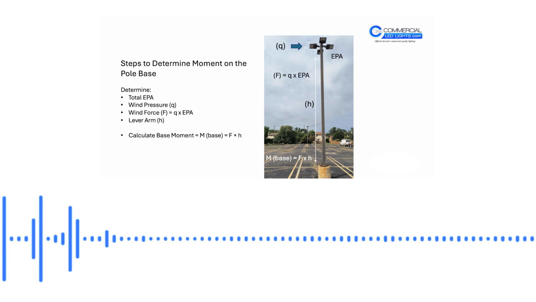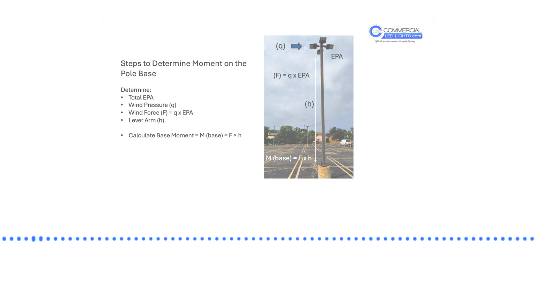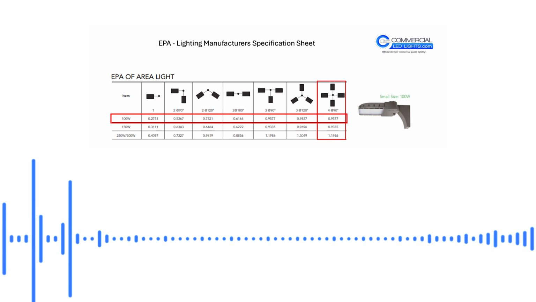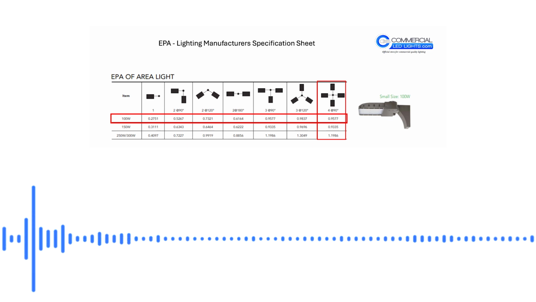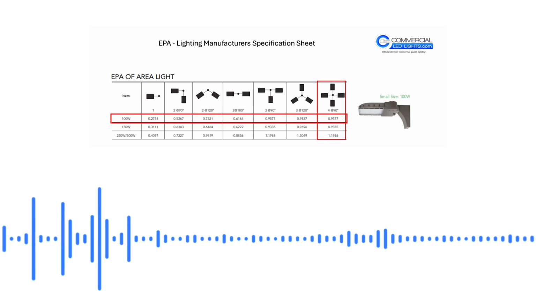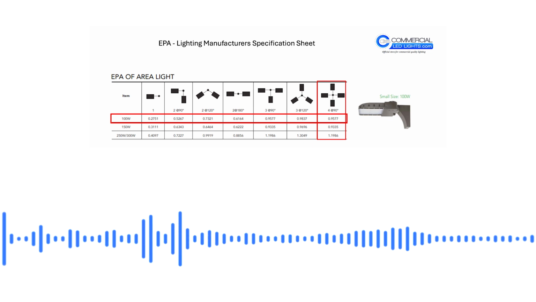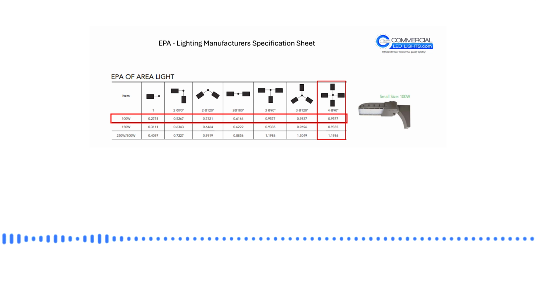So typically what you would do is you would get the EPA. You don't want to calculate it, or if you're an engineer, you can calculate it. But you can get it from the light manufacturer. They'll supply the EPA or the effective projected area. And once you have that, then you go to the next step.